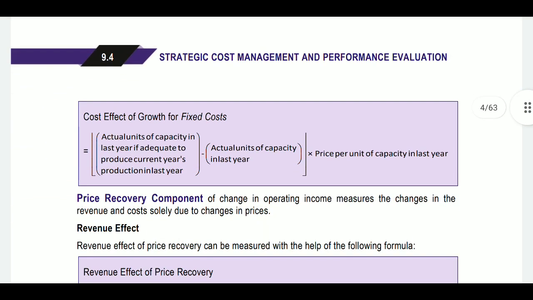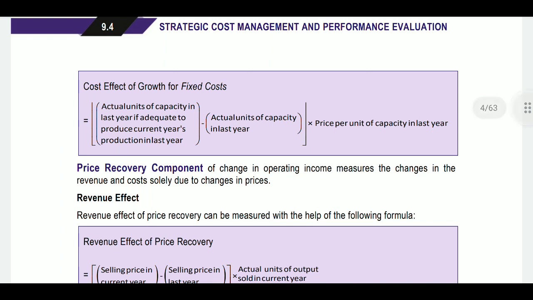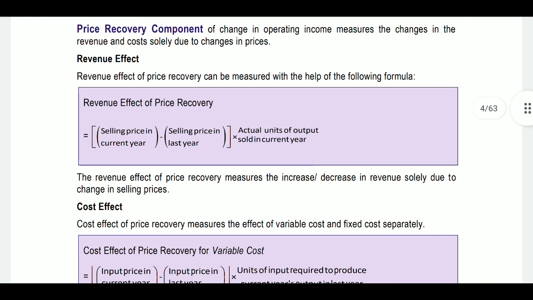Next, the cost effect of growth for fixed cost: actual units of capacity in last year required to produce current year's production minus actual units of capacity in last year, into price per unit of capacity in last year. Next is the price recovery component, which is the change in operating income. It measures the change in revenue and cost solely due to change in prices. Here the revenue effect will be selling price in current year minus selling price in last year, into actual units of output sold in current year.